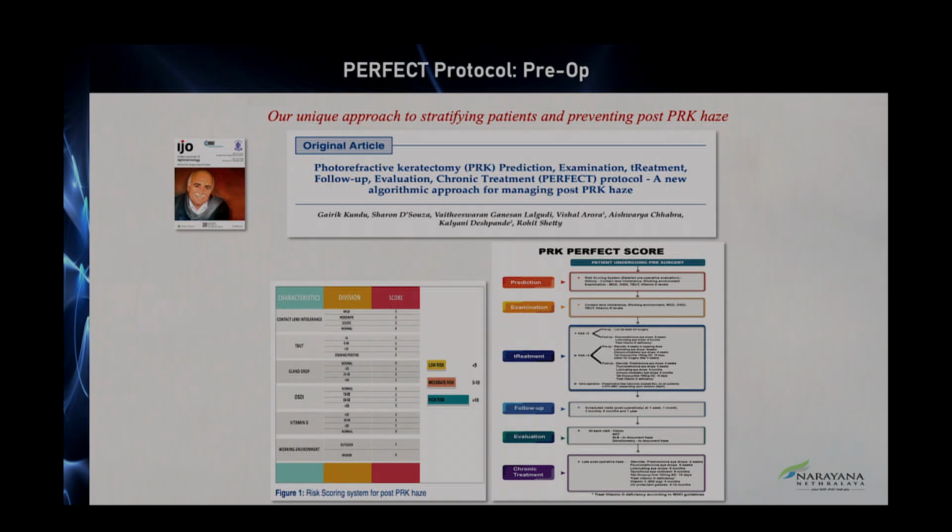Now, how do we treat this patient? This is a scoring which is known as the PERFECT scoring, where you predict, examine, treat, follow up, evaluate, and give a chronic treatment to reduce the chances of post-PRK haze. So even if your epithelium is irregular, you will pre-treat them with steroids, cyclosporin, or lubricating drops, and post-surgery you'll put them on a sodium hyaluronate based drop and cyclosporin for at least 6 months. That will give good epithelial remodeling, so you will not have a pseudo regression or a hyperopic shift, the quality of vision is going to be good, and it reduces the chances of haze. Thank you.